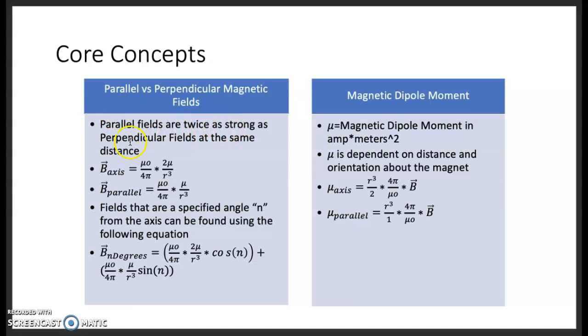Some core concepts for this lab. Parallel fields are twice as strong as perpendicular fields. In this lab, we'll refer to them as axial fields, or on the axis. The equations for the fields are present here. Fields that are at a specified angle in from the axis can be found using the following equation.